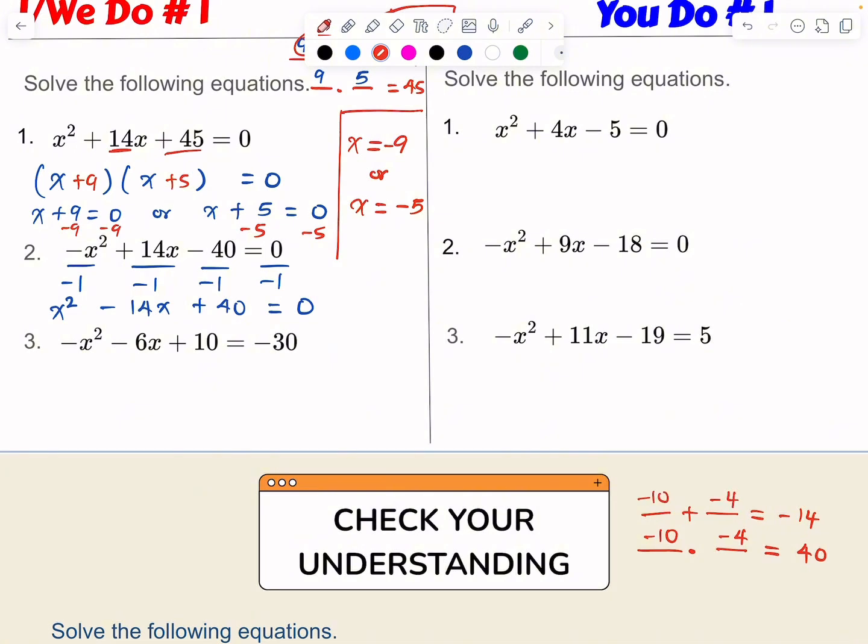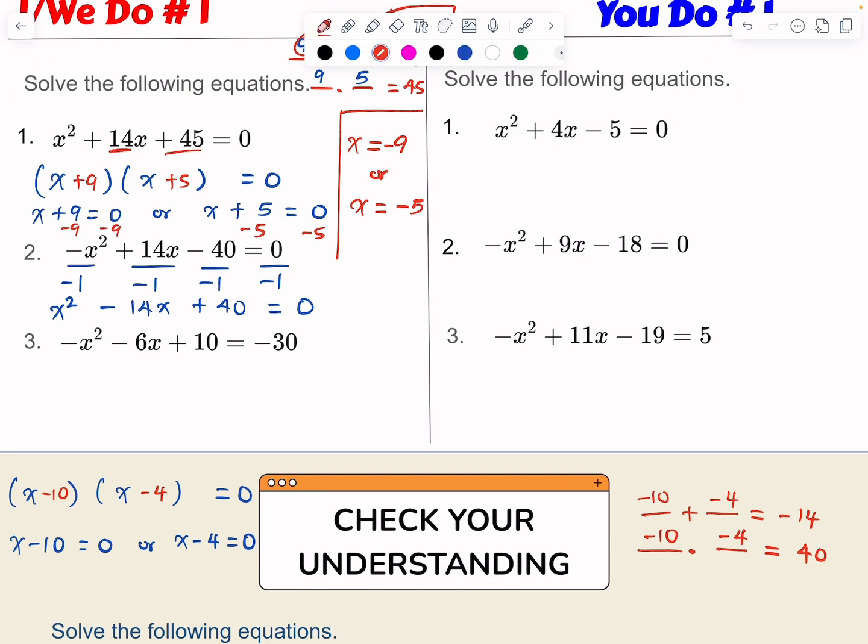So in this case, all I have to do, I will start by writing this x like that is equal to 0, and then my negative 10 and my negative 4 will stay right there. And then I need to use something called the zero product property. The zero product property says that x minus 10 is equal to 0, or x minus 4 is equal to 0. And then what is the next thing I have to do?